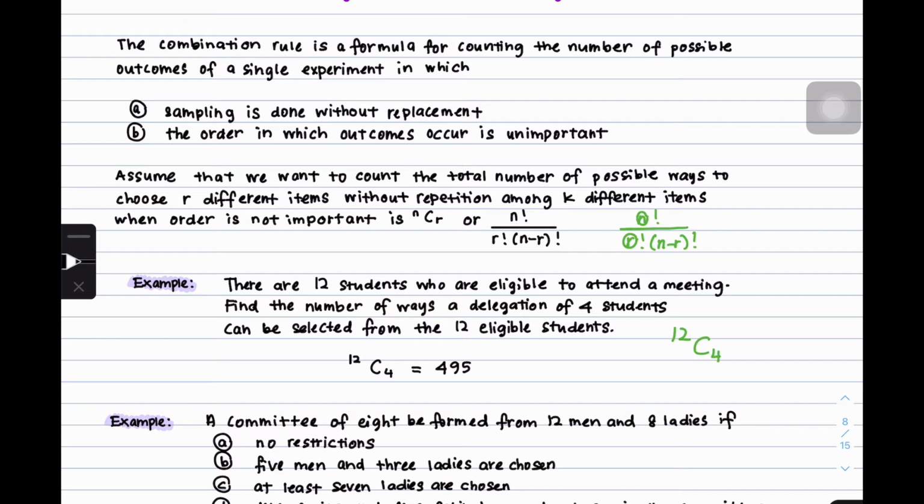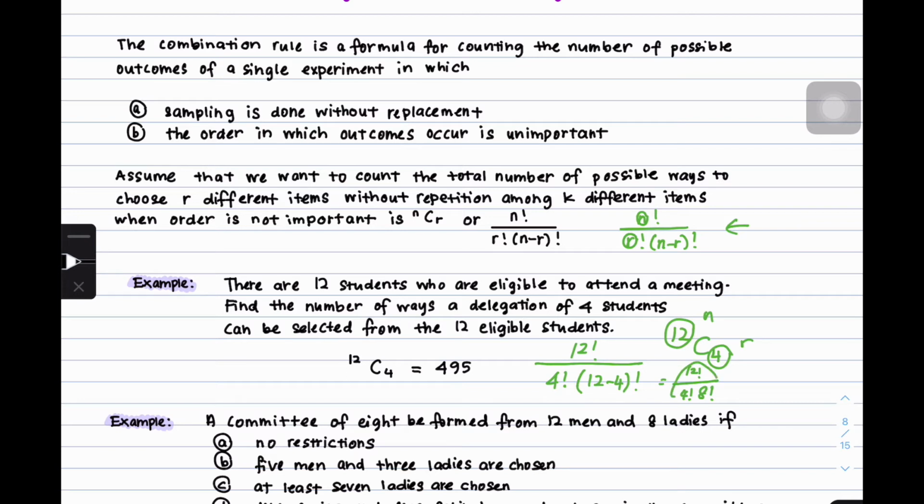So 12 choose 4. This can be calculated directly by using calculator, or else you can use this formula, where 12 is your n and 4 is your r. Therefore, kalau nak guna formula ni, dia akan jadi 12 factorial divide by 4 factorial multiply by 12 minus 4 factorial. So you will get 12 factorial divide by 4 factorial multiply by 8 factorial.